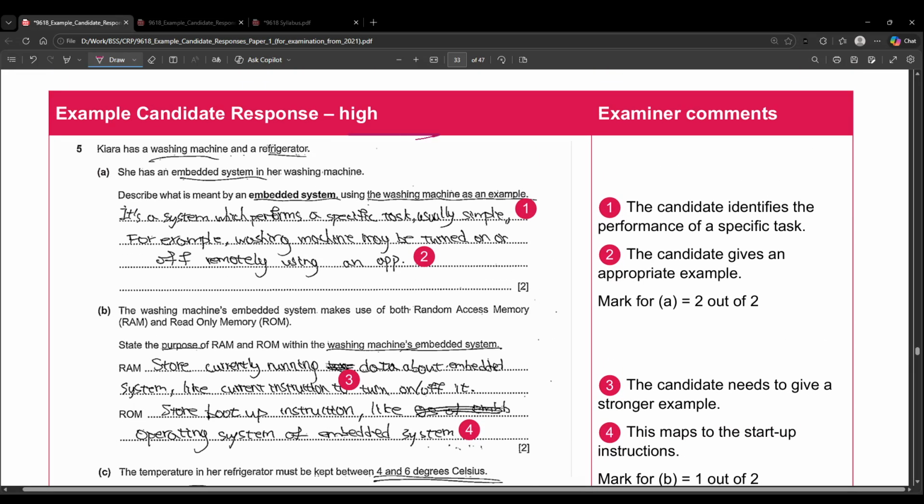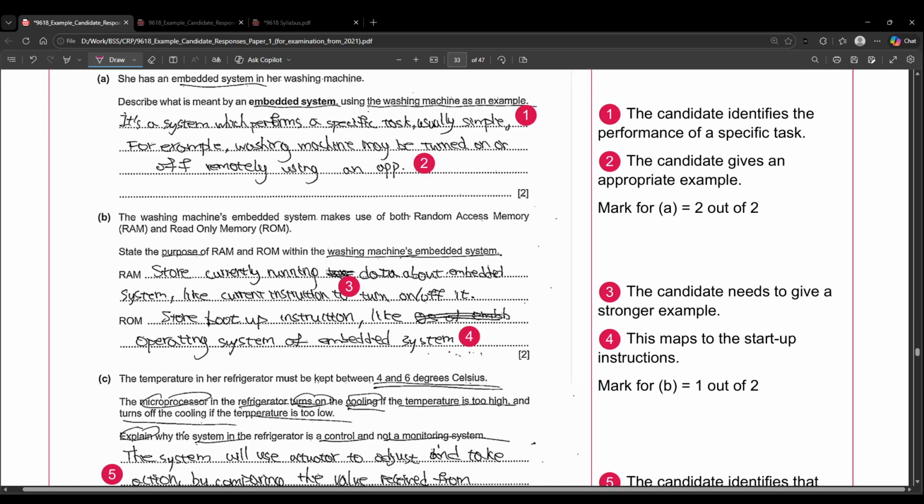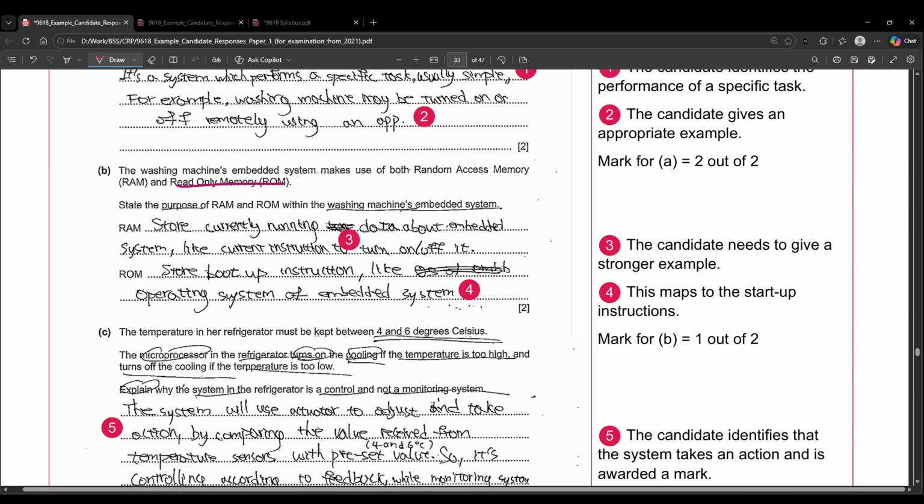Then this is someone again with a higher grade. So embedded systems, RAM and ROM. Okay, so now they're asking the washing machine uses RAM and ROM. What is the purpose of RAM and ROM within the embedded system? So they are saying that RAM will store the currently running instructions. Okay, and in the second point, they are saying ROM stores boot up instructions of the embedded system. All right.